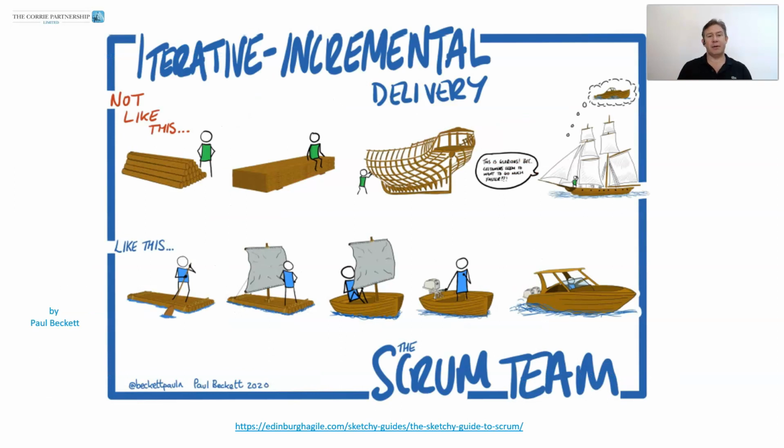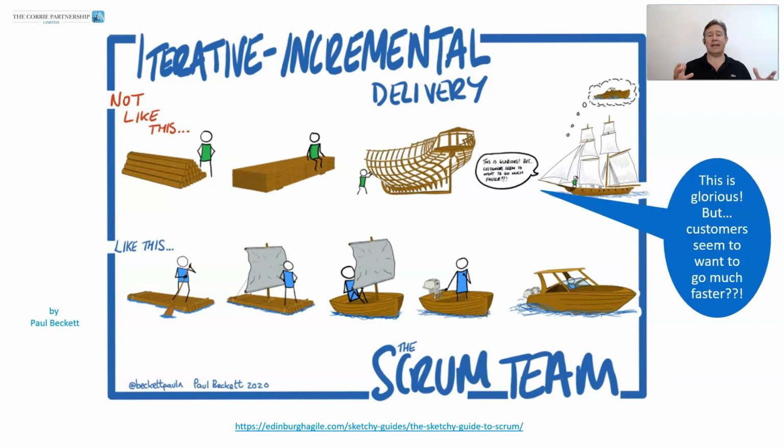So the boat approach then looks something like this. Rather than go through the stages of finding the logs, cutting the logs, putting together some sort of infrastructure, and then ending up with a galleon. And by the way, what that guy is saying there is, this is glorious, but customers seem to want to go much faster. How often does that happen? We get to the end of a plan-driven approach to delivering something, and the customers aren't quite as happy as we would like them to be.